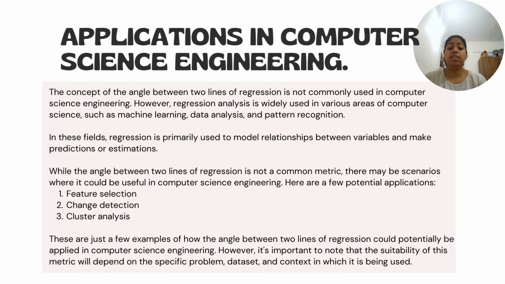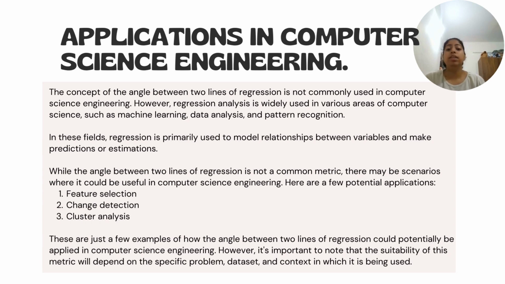Now let's discuss the application of the angle between two regression lines in computer science engineering. The concept of the angle between two lines of regression is not commonly used in computer science engineering. However, regression analysis is widely used in various areas of computer science, such as machine learning, data analysis, and pattern recognition.